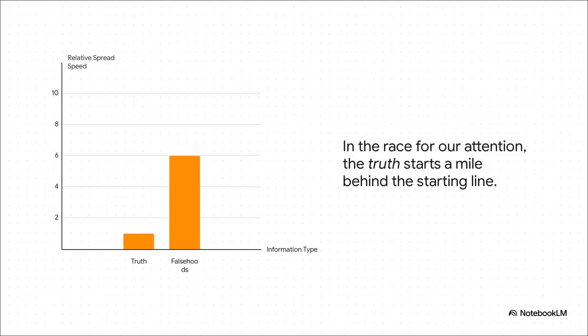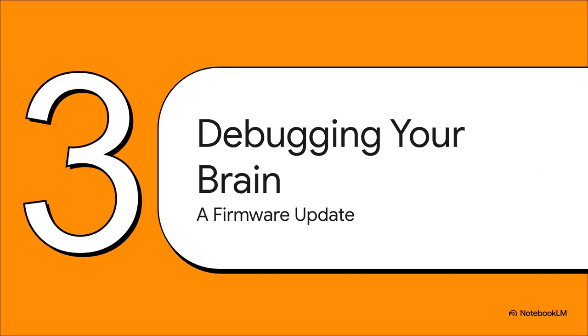And when you look at it like this, the difference is, well, it's just stark, isn't it? In the big race for our attention, the truth is basically starting a mile behind the starting line. The whole digital world we live in has this massive, systemic, built-in advantage for lies. Okay, so is that it? Are we just doomed? Is our programming just too old to fix?